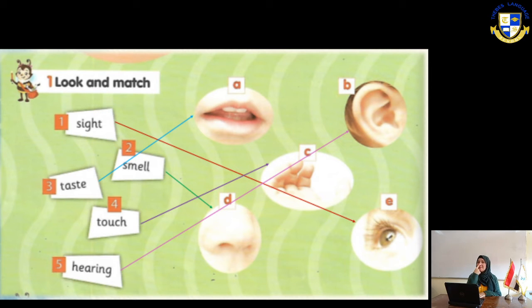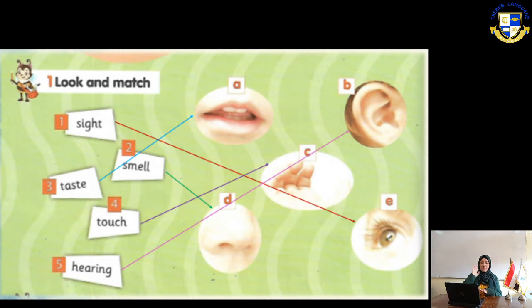Number 2, smell. How can we smell? We smell with our nose. So, match number 2 to number D. Number 3, taste. We taste with the tongue. So, match number 3 with number A.